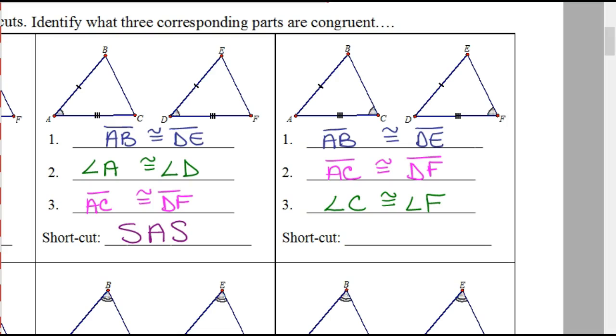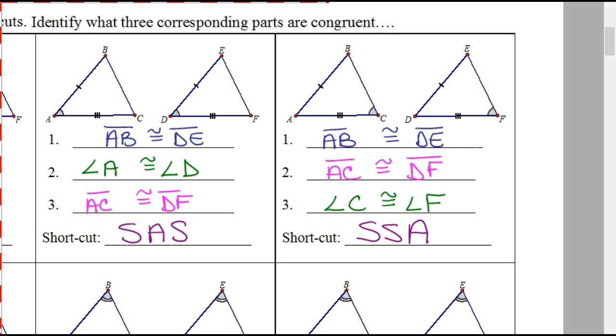So after you list these 3 pairs of corresponding parts, what do you think we will call this shortcut? No bad words. We call it side, side, angle. Now, is this combination of 3 parts enough to show that the 2 triangles are congruent?